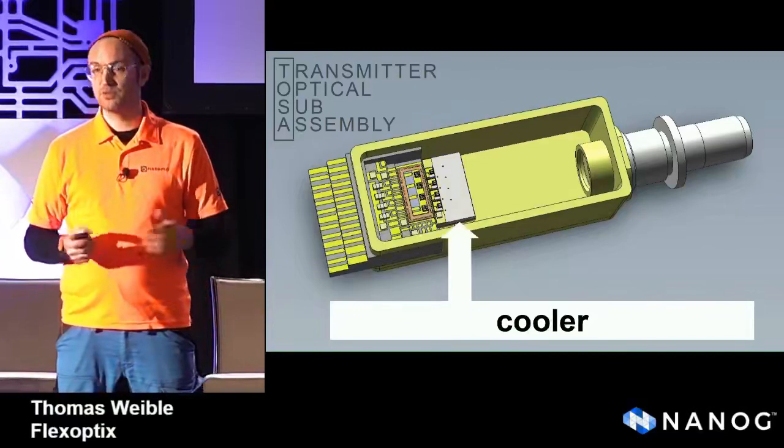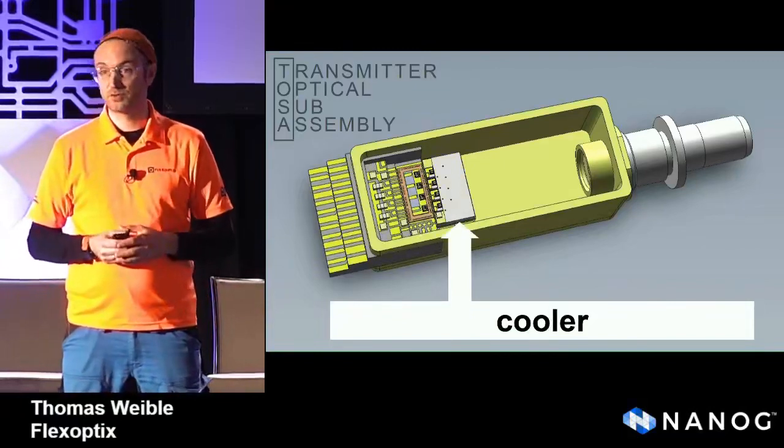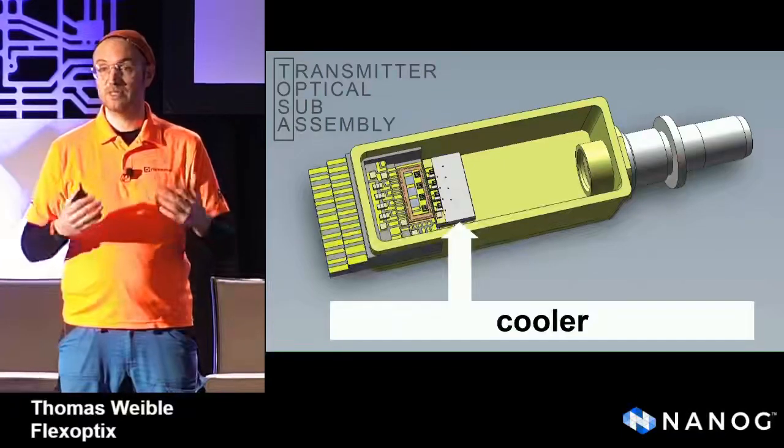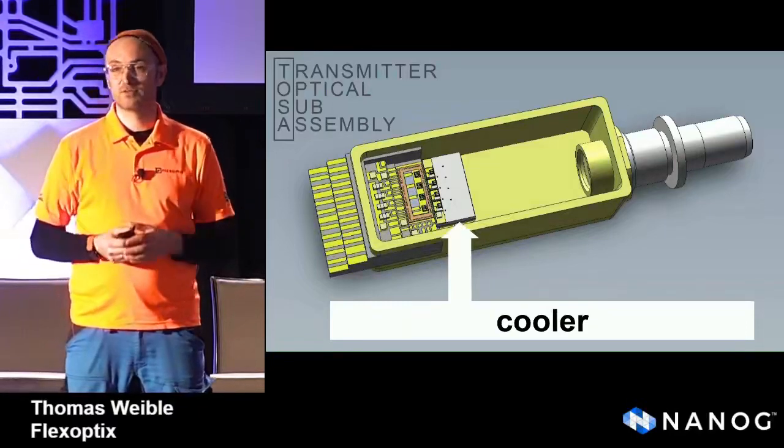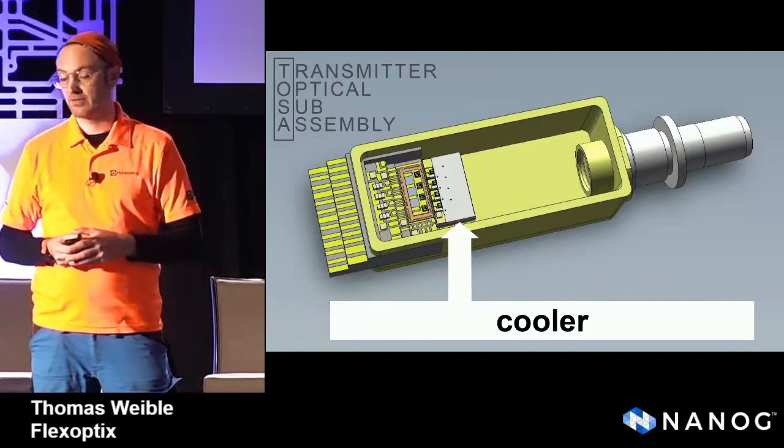To do that, we use a cooler. This cooler, again, takes current to cool down or to keep the laser diode at a certain temperature, with the result of a stable wavelength.